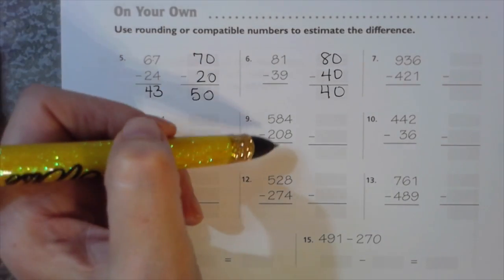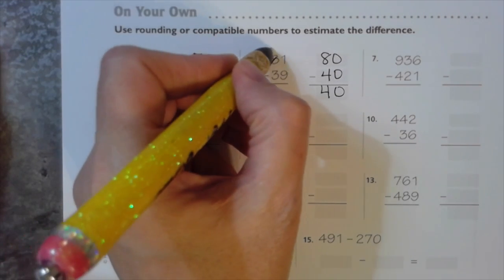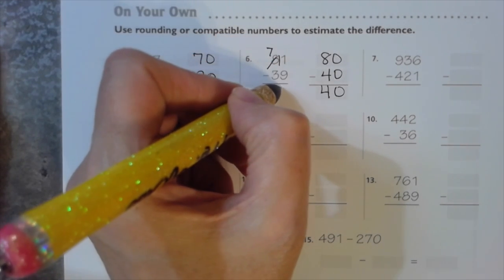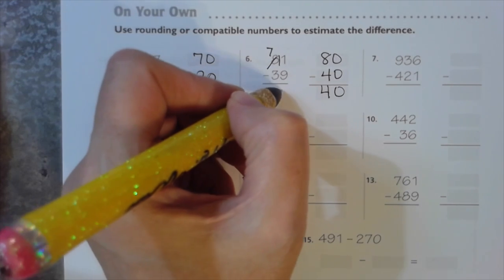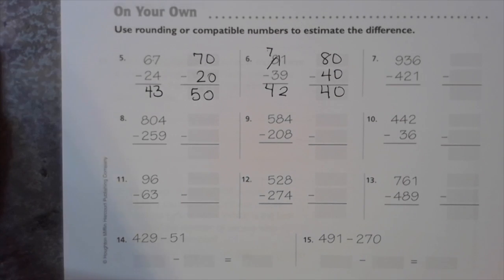Now I'm going to do the actual subtraction. More on the floor. Go next door and get 10 more. 11 minus 9 is 2. 7 minus 3 is 4. 42 and 40 are pretty close, so that's reasonable.